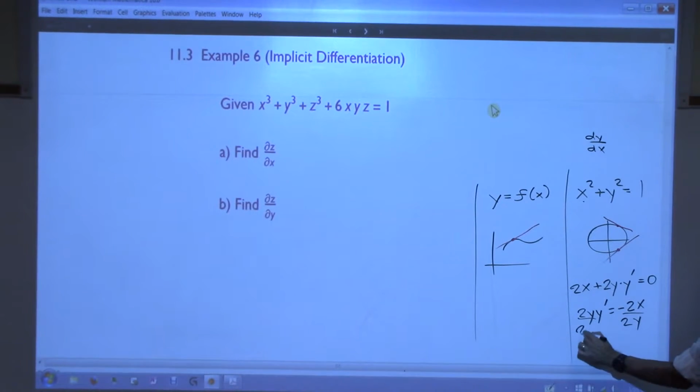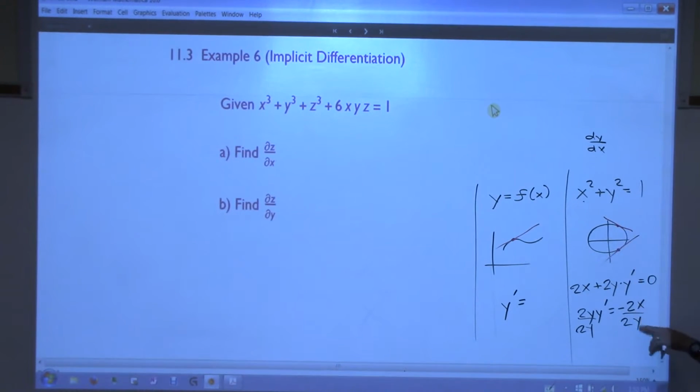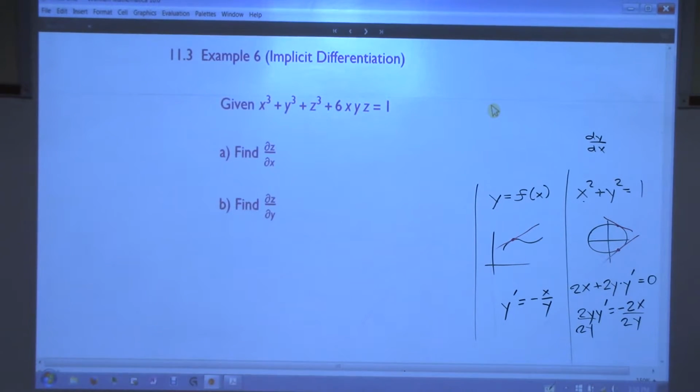This looking familiar? And you get y prime is equal to, what is that? Negative x over y. Right? That's what you would get. So what this said is that if I want to know the slope of the tangent line on this circle, you're going to have to tell me what? Not only the x-coordinate, but the y-coordinate.